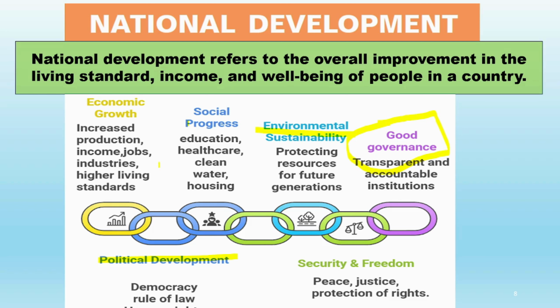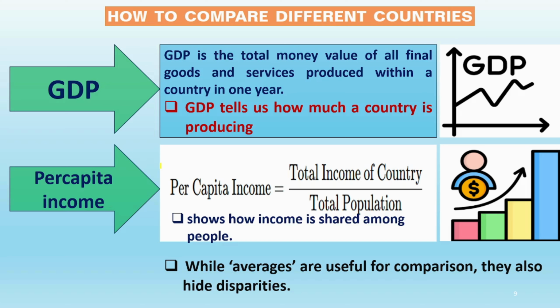If all these factors are well established in any country, then automatically that country can be called a developed country. How to compare two different countries? We have two criteria to compare two countries' development. The first criterion is GDP. The second criterion is per capita income. What is GDP? GDP is the total monetary value of all final goods and services produced within 1 year. GDP tells how much a country is producing.